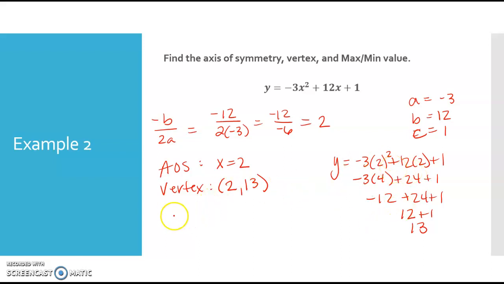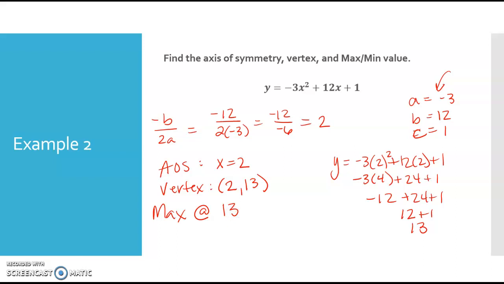And then because a is negative, right? A is negative, we are going to have a max value at, and then my y is 13. So 13, or y equals 13. And that is it. That's how you do these.